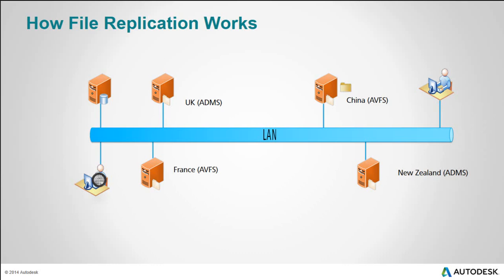When they request the file from their Vault server using TCP IP, not HTTP, the ADMS then sends a request to the SQL database asking where is the file. The answer from the SQL server is, well, you don't have it, but you can find it on the China AVFS.